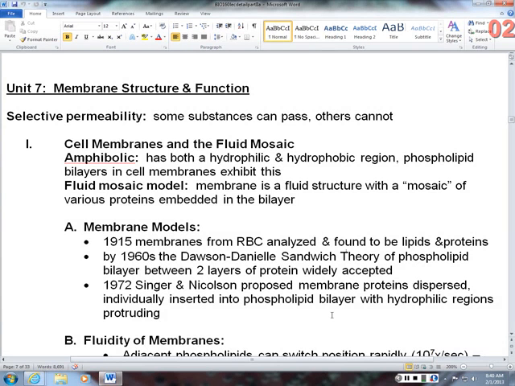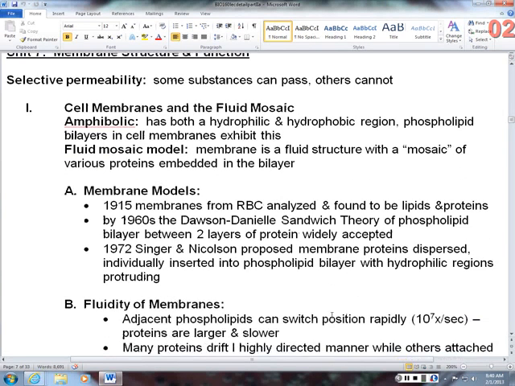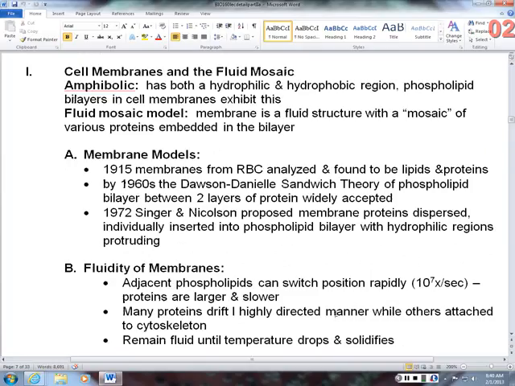In 1915, membranes from red blood cells were analyzed and found to be both lipids and proteins. So they were making big progress then to know what cell membranes were. But remember, it was only in the 1800s that we actually got to see cells, so the knowledge can't possibly be that old. By the 1960s, Davson and Danielli's sandwich theory of the phospholipid bilayer between two layers of protein was widely accepted. That's when we got the idea that we do have this phospholipid bilayer, but we didn't understand that it moved around. Then in 1972, Singer and Nicolson proposed that the membrane proteins were dispersed and individually inserted into the phospholipid bilayer with the hydrophilic regions protruding.